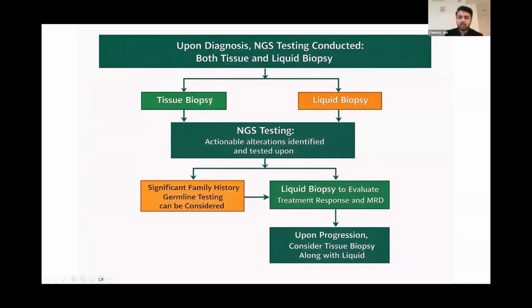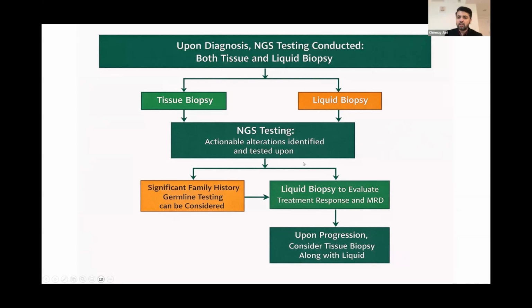There can sometimes be alterations identified just in tissue biopsy. Sometimes they can be identified just in liquid biopsy. Therefore, doing both is going to be extremely helpful. In some cases, when they have significant family history, we certainly send the patients for genetic counseling as well and germline testing, which means hereditary genomic alterations can be evaluated as well.